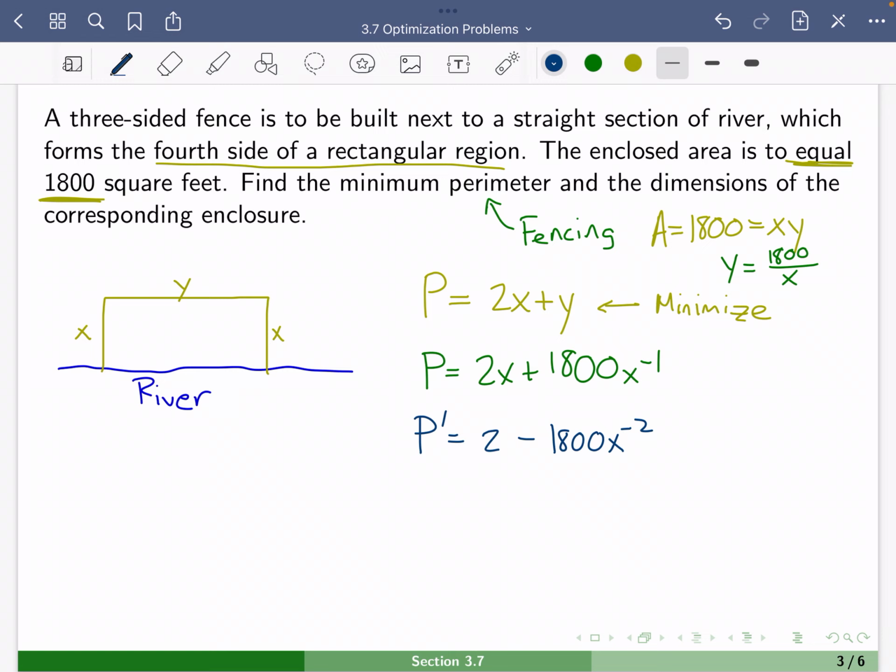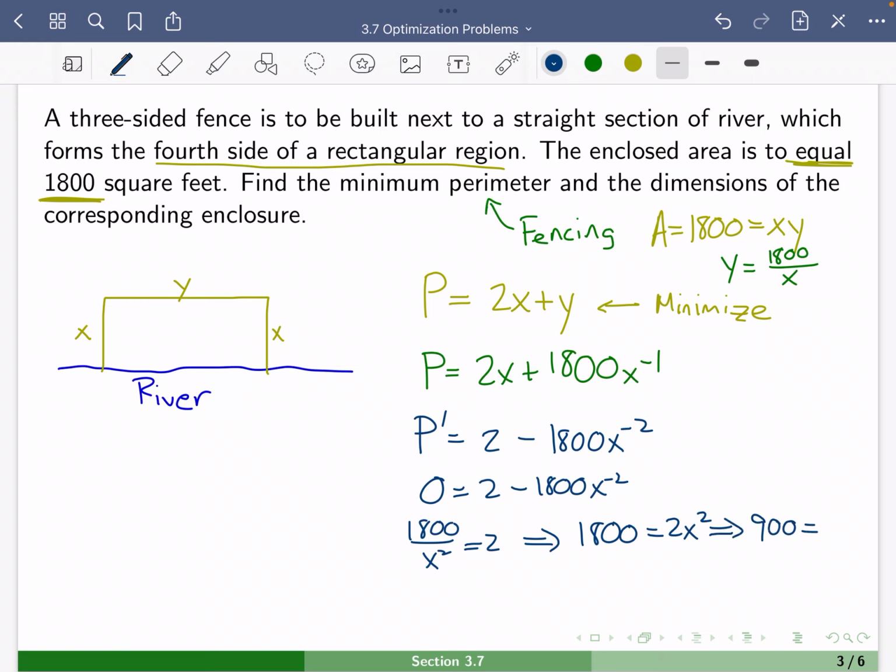What are we going to do with that derivative? Well, let's set it equal to 0 so we can find these critical numbers. 1,800 over x squared is equal to 2. So 1,800 is equal to 2x squared. So 900 is equal to x squared. If we were to take the square root of both sides, we'll get x is equal to 30 or negative 30.